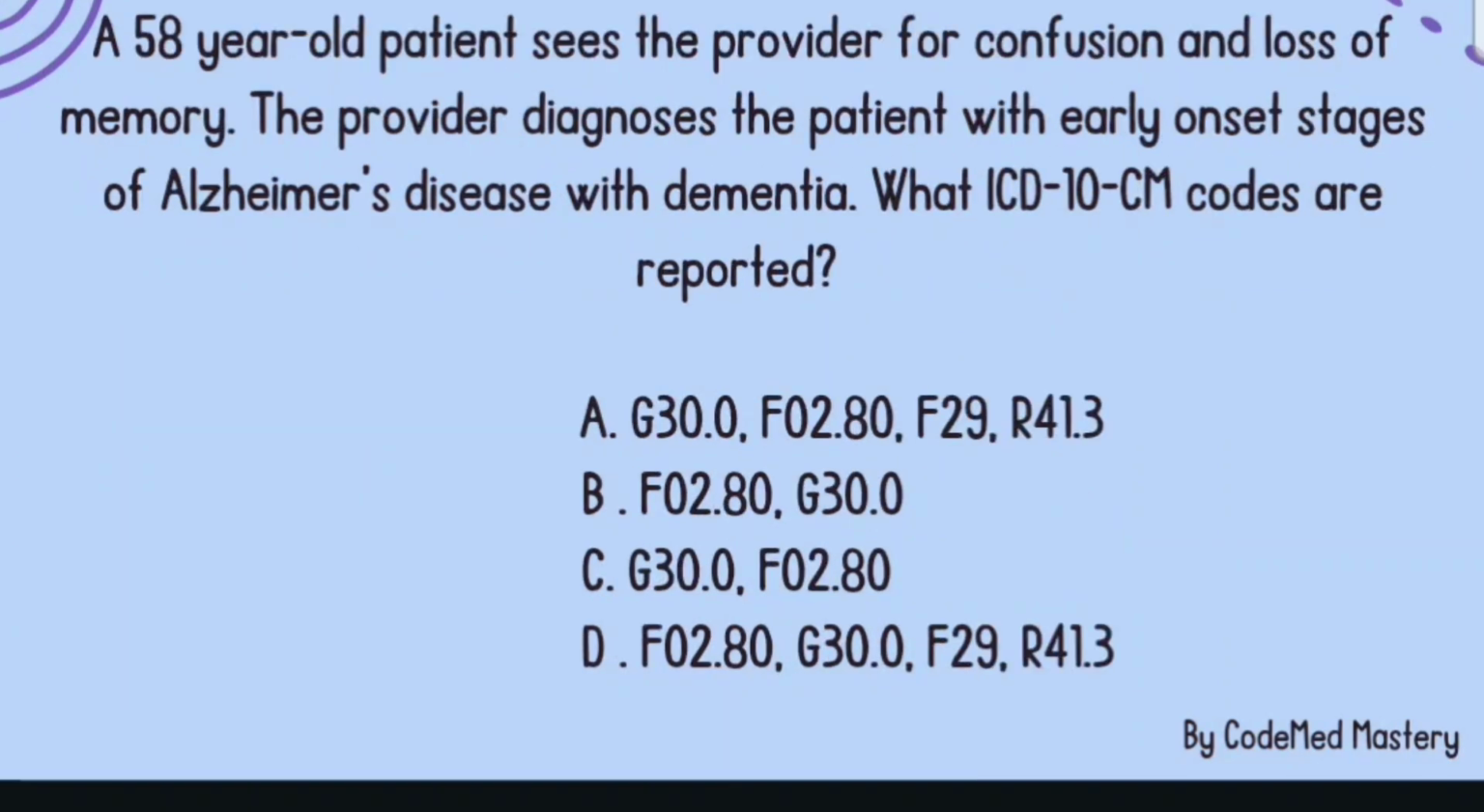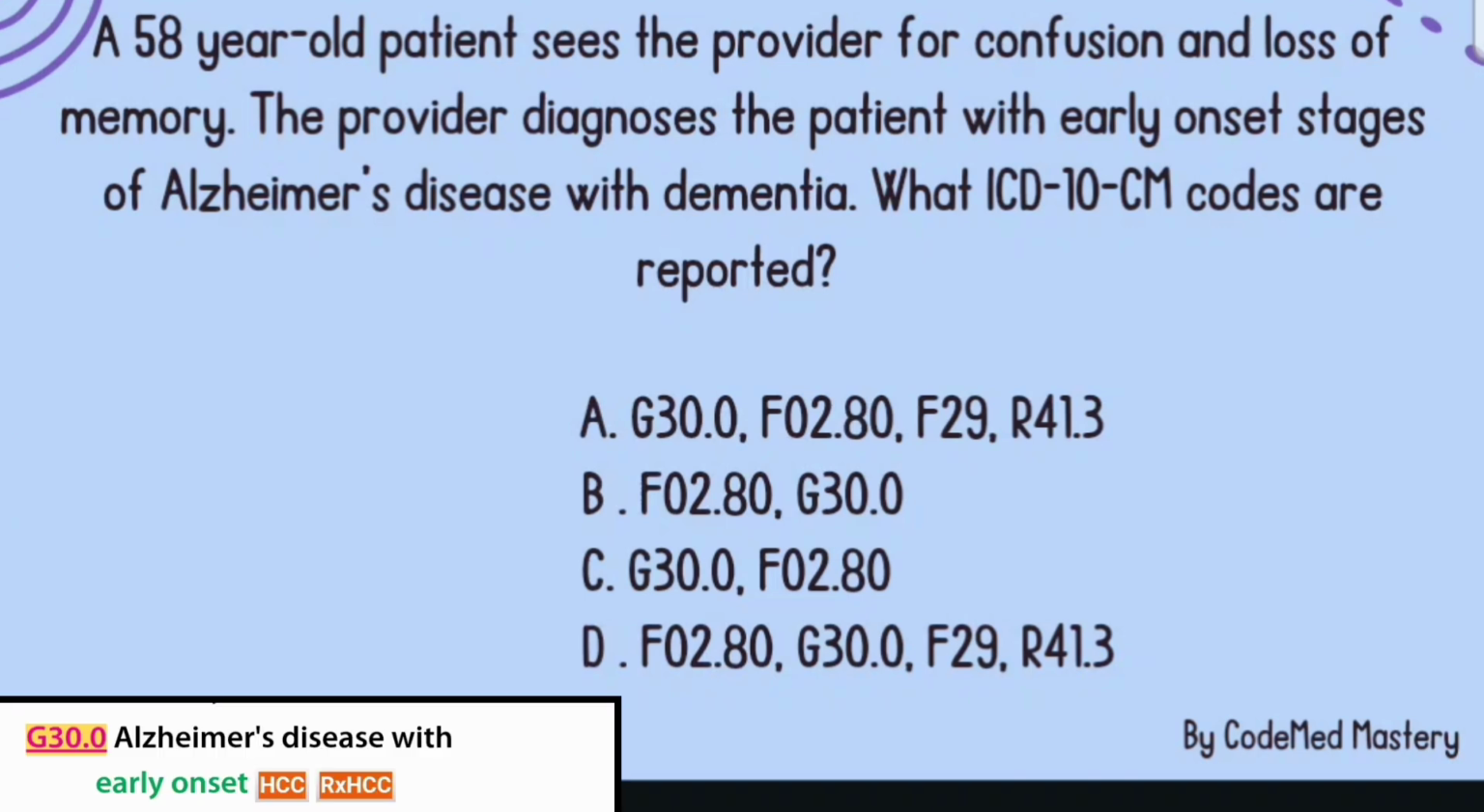Next question. A 58-year-old patient sees the provider for confusion and loss of memory. The provider diagnoses the patient with early onset stages of Alzheimer's disease with dementia. What ICD-10-CM codes are reported? In this question, the diagnosis is early onset stages of Alzheimer's disease with dementia. Let us check the first code in option A, that is G30.0. G30.0 is for Alzheimer's disease with early onset. Okay, therefore G30.0 is the right code.